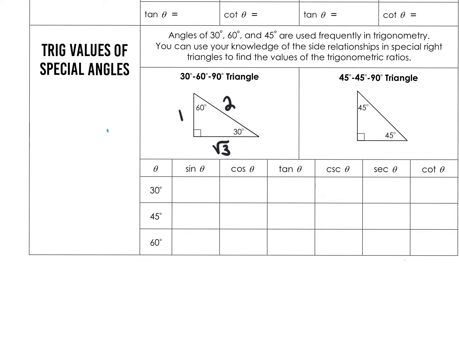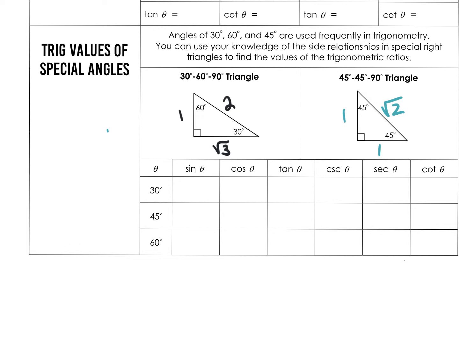For a 45, 45, 90 triangle, we call this an isosceles triangle. These two sides are the same because the angles across from them are the same, so we'll call these 1. And then the hypotenuse is the square root of 2. For both of these, you can verify that they obey the Pythagorean theorem: 1 squared plus 1 squared is square root of 2 squared, and so on. So what we're going to do is use these two triangles, which I would highly encourage you to commit to memory, to find the trig values of these three angles.